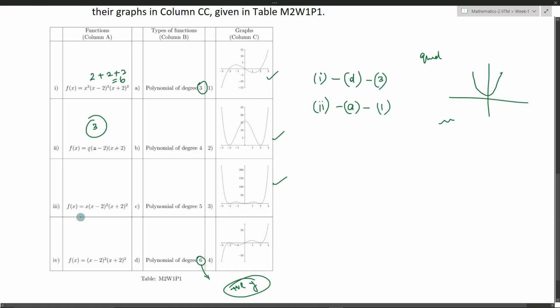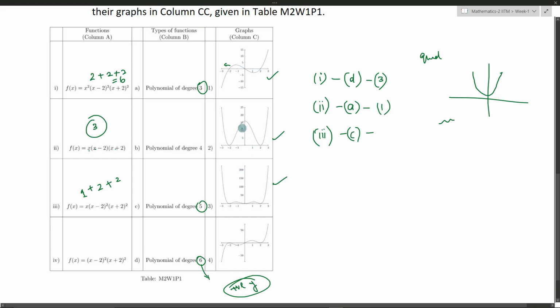What about the next one? Next one we have x, that is degree 1, plus 2, plus again 2. Here we have another x square, that is 2 plus 2 is 4, 4 plus 1 is 5. We have a polynomial of degree 5. Third one is matching with c. What about even? What about odd? Let's take x cube for example. In the negative x direction, the graph is going downwards, right? It is also going to the negative side. Here also we have the same thing.